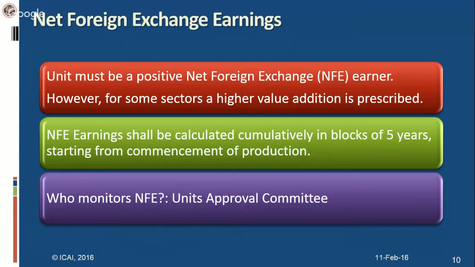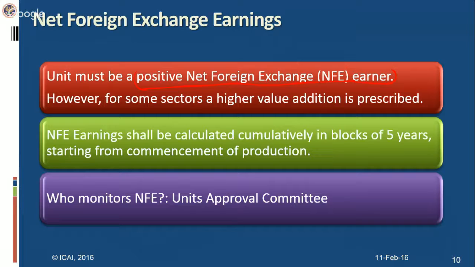Now, one major condition which is attached with EOU is that an EOU unit must be a positive NFE earner. NFE is net foreign exchange. So an EOU unit must have a positive NFE. What does that mean? Positive NFE means that its exports should be more than its imports. To be more precise, its FOB value of exports must be higher than the CIF value of all imports of inputs and capital goods and the value of all other payments. So exports should be more than imports. It should have a positive NFE.